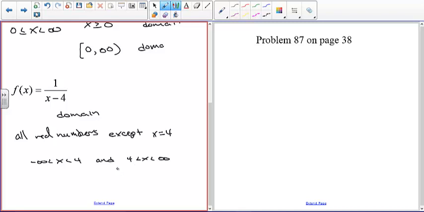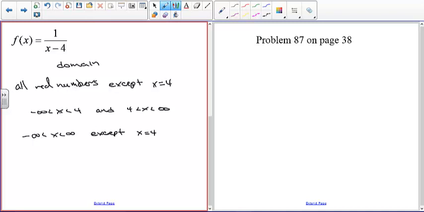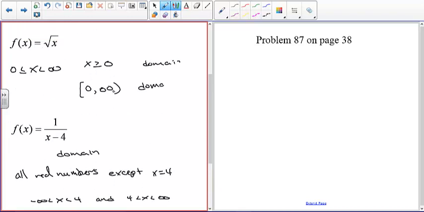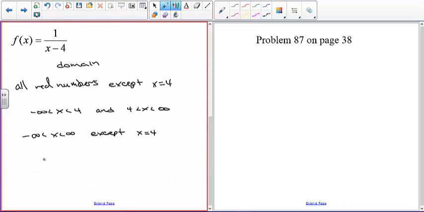Let's see if there's any other way. You could also, I guess, say from -infinity to positive infinity except x equals 4. You could use the notation here. So there you would have (-infinity, 4) and (4, positive infinity), so saying that it can't equal 4.